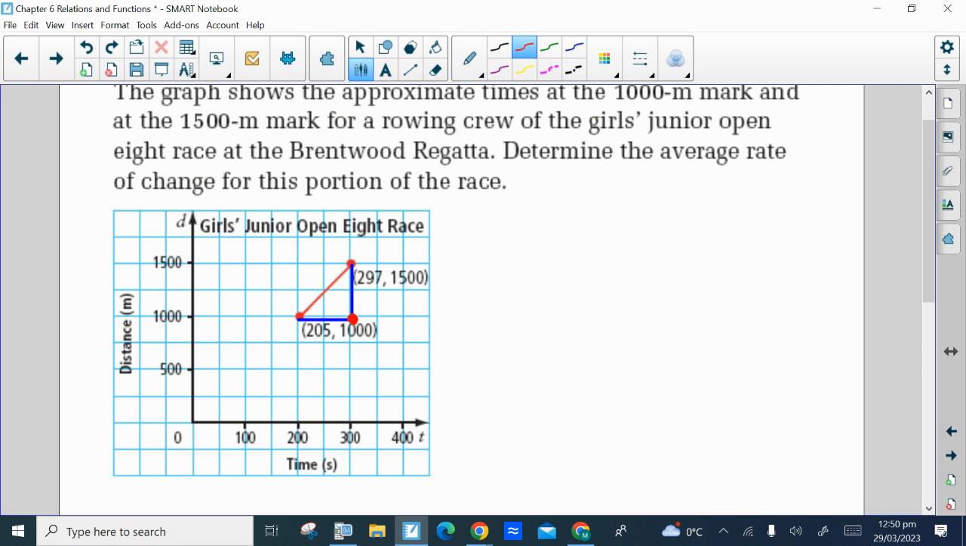Okay, so the coordinates of that point at the corner would have the same x value as the point above because it's the same distance away from the y-axis. Princess, what would the y value be there?